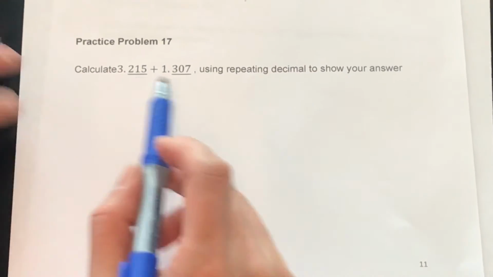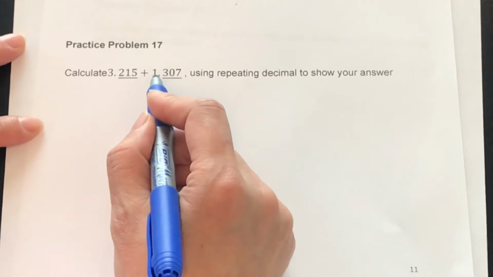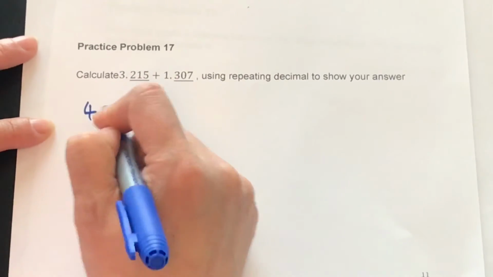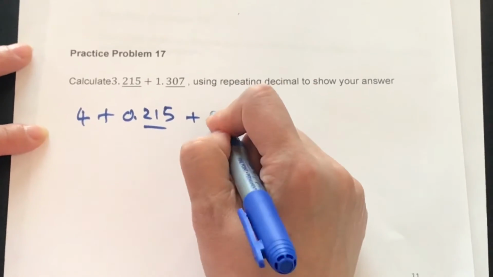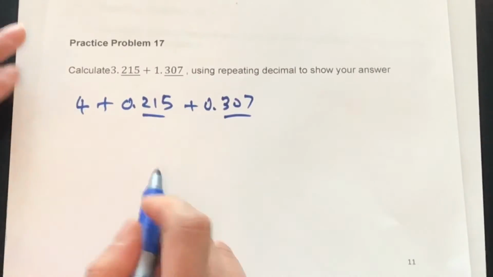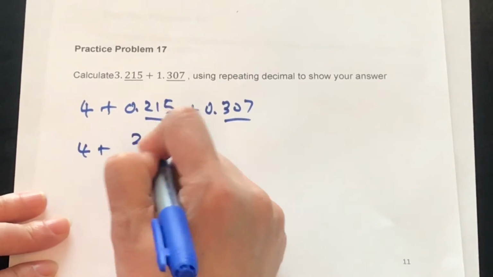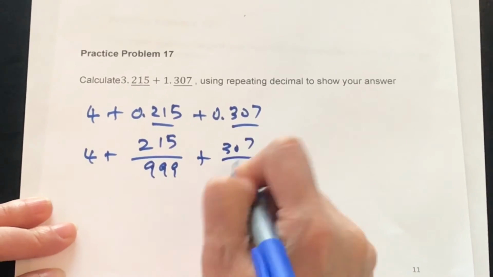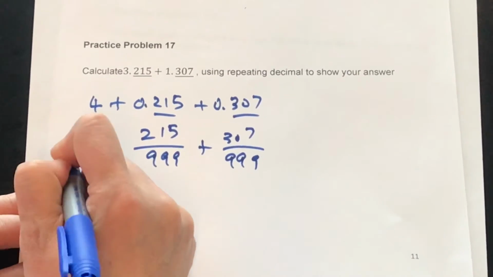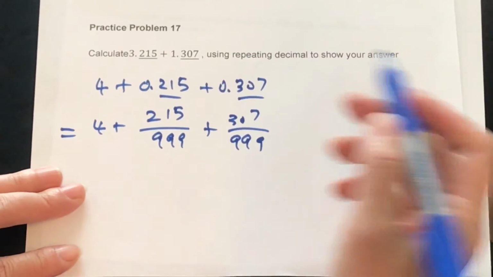Practice problem 17. 17 is almost the same as 16. So we take the integer out. That's 4 plus 0.215 plus 0.307. So there are three numbers repeating. So that is 215 over 999 plus 307 over 999. Okay, then you add them together, convert them into decimal to find out the answer.